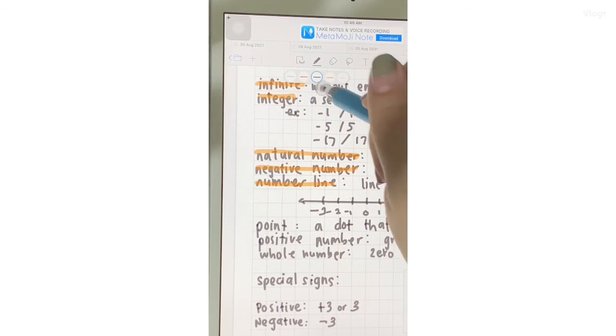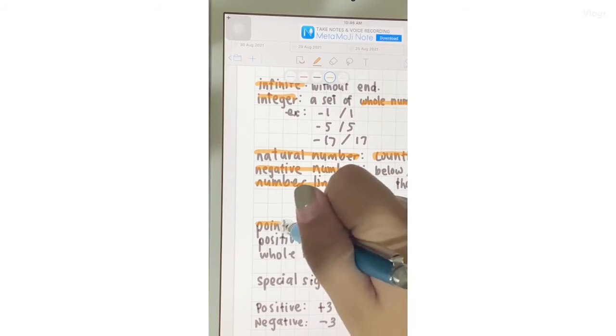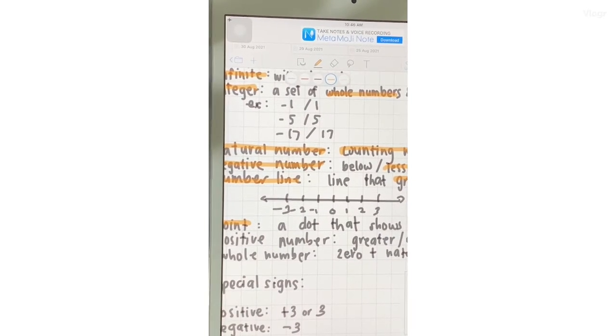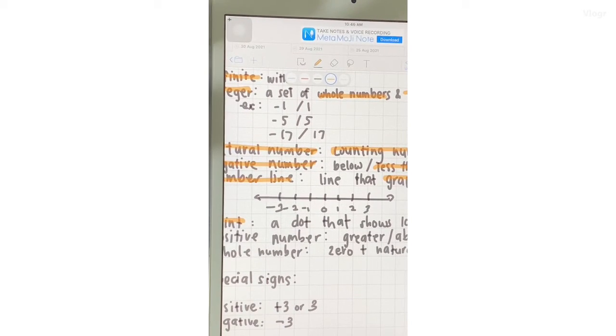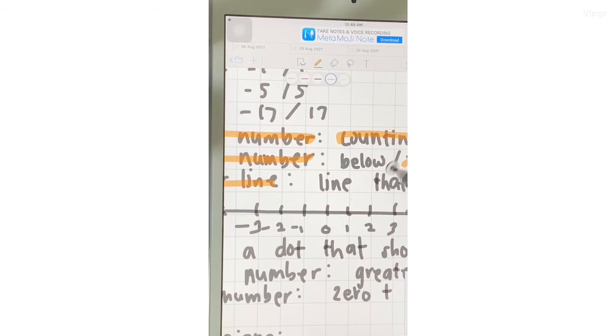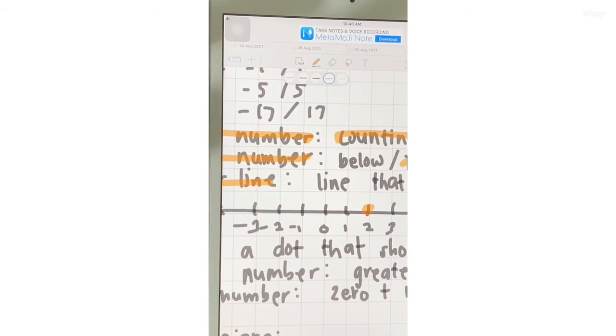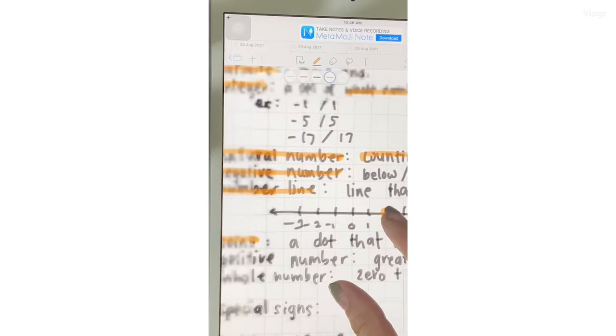Now, the next one that you need to know is a point. What is a point? A point is just a dot that shows the location of the number. Let's just say I want you to locate where is 2 on our number line. Basically, you'll just put a point there. That's it. You've already located the number 2.